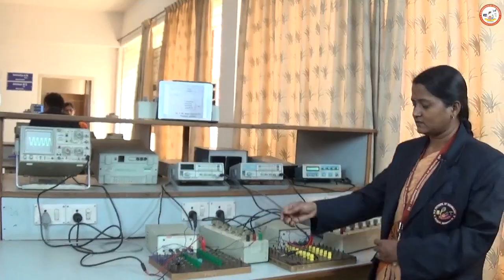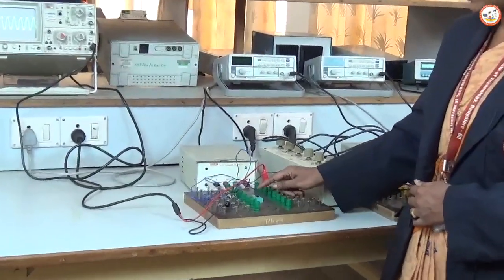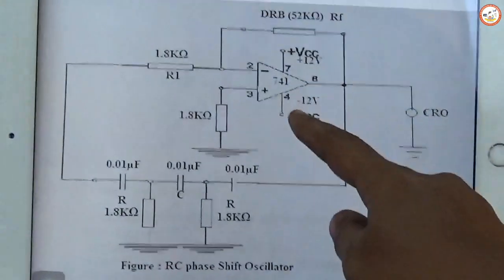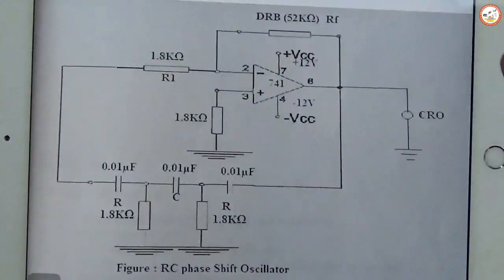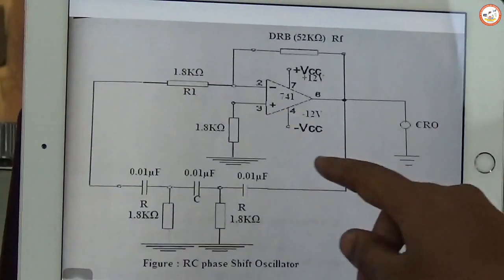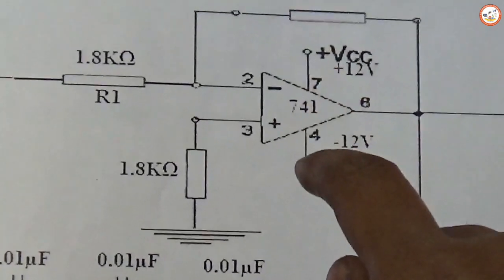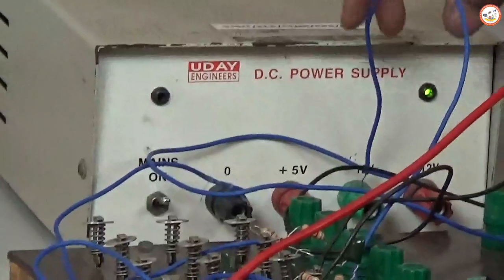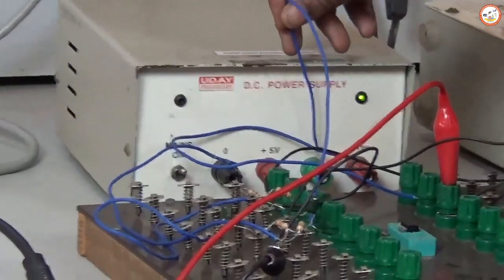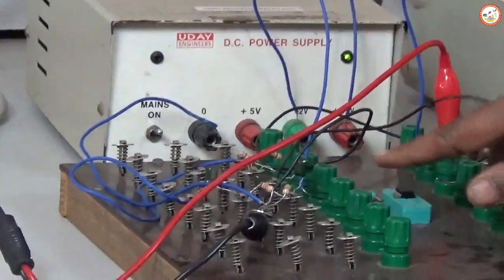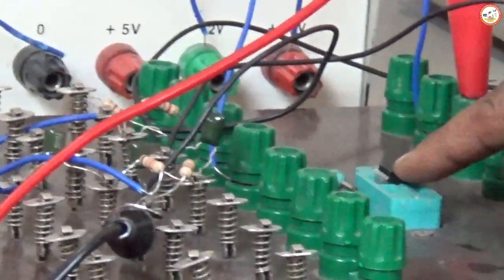Coming to the experiment, this is an RC phase shift oscillator. Here you can observe the circuit diagram basically consists of a feedback circuit as well as an amplifier circuit. The amplifier we are making use of is an operational amplifier μA741, which is an 8-pin IC. Two pins are dedicated to the power supply. The op-amp is given a plus or minus 12 volts power supply: plus 12 volts is given to pin number 7 and minus 12 volts is given to the 4th pin of op-amp 741.